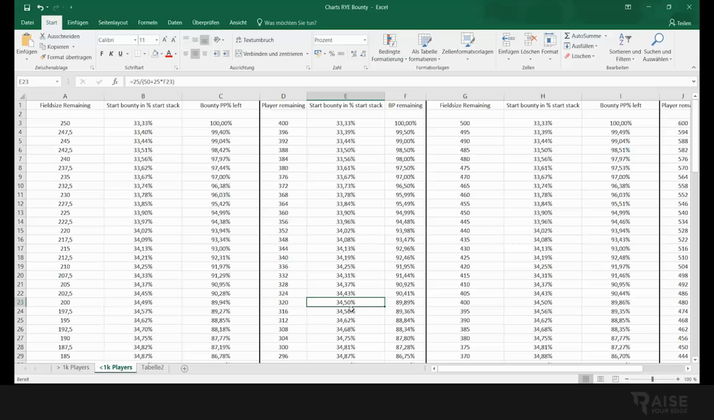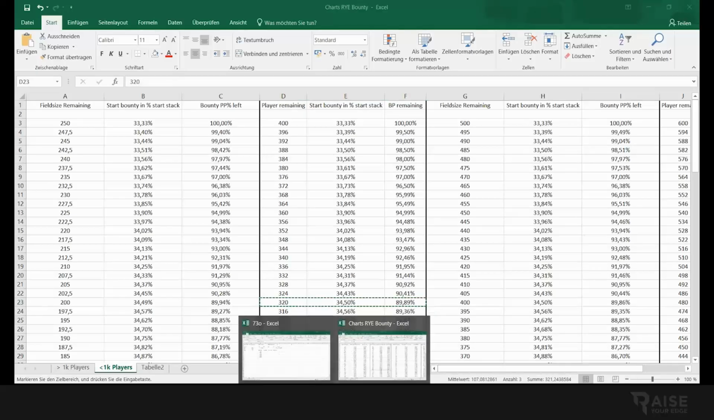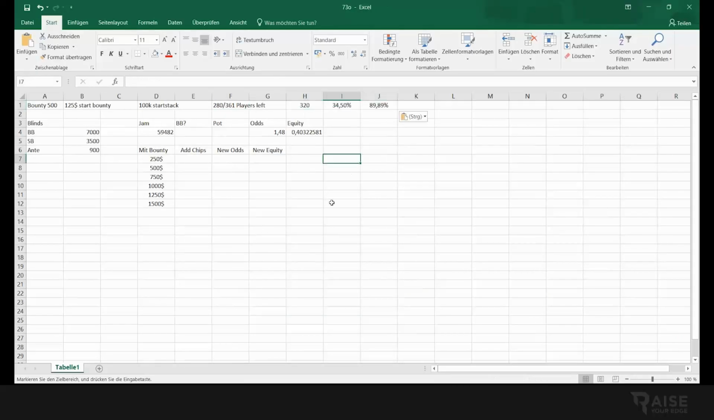Okay, so we have the 34.5%. We're going to work with that number. Let's just take it and put it in here. Okay, now we know how many chips a start bounty is worth. So this would be a start bounty, and the start stack was 100,000. So we would add 100,000 times the 34.5%. So we would add 34,000 chips for the case that the player has one start bounty.